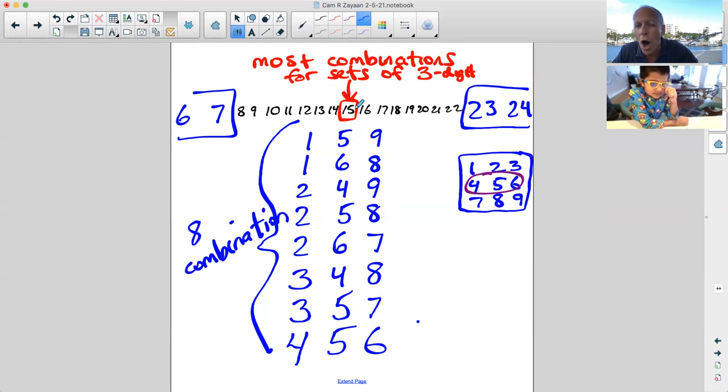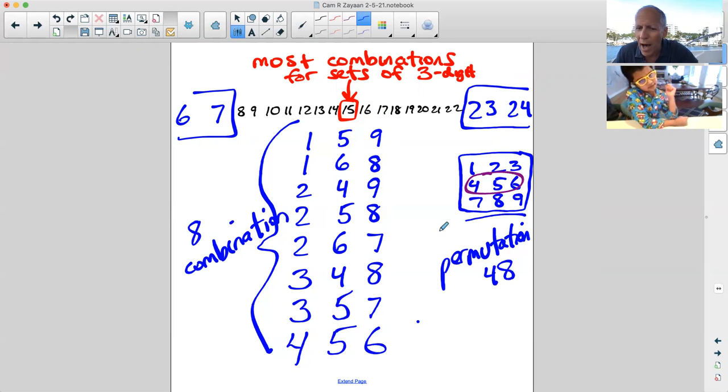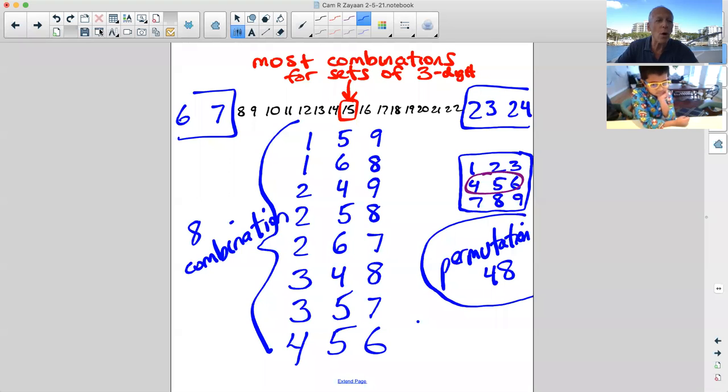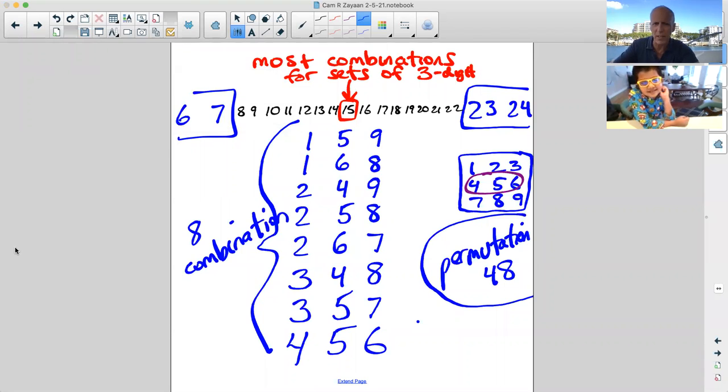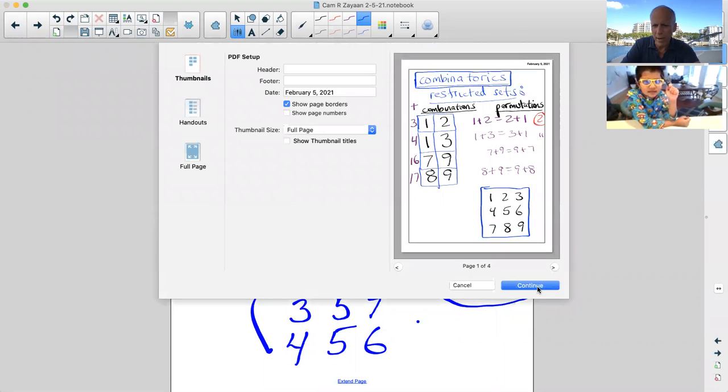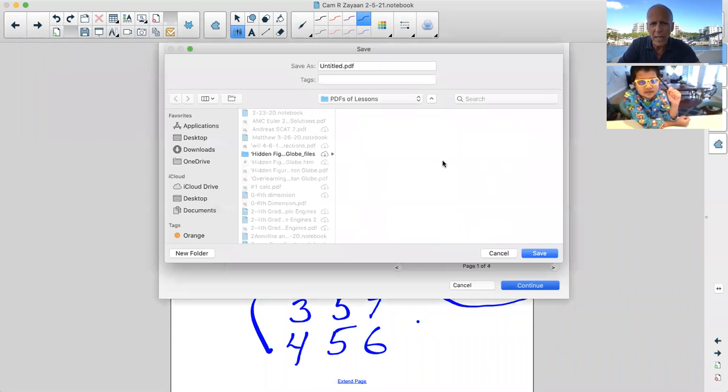15 has an unbelievable number of permutations. It has 48, but I'm going to teach you how to calculate that next week. You were awesome. A lot of fun as always. I am going to export this PDF to you right now. And of course, once I get the video, I will send that up to your dad as well and to you.